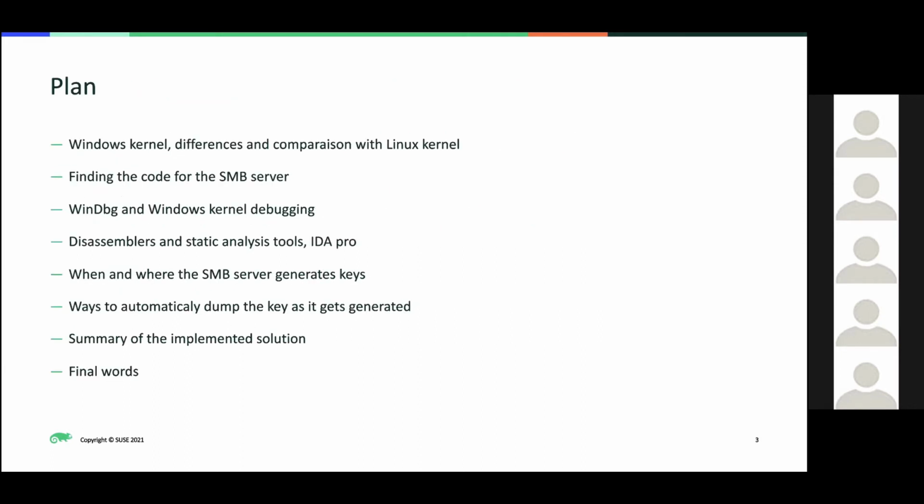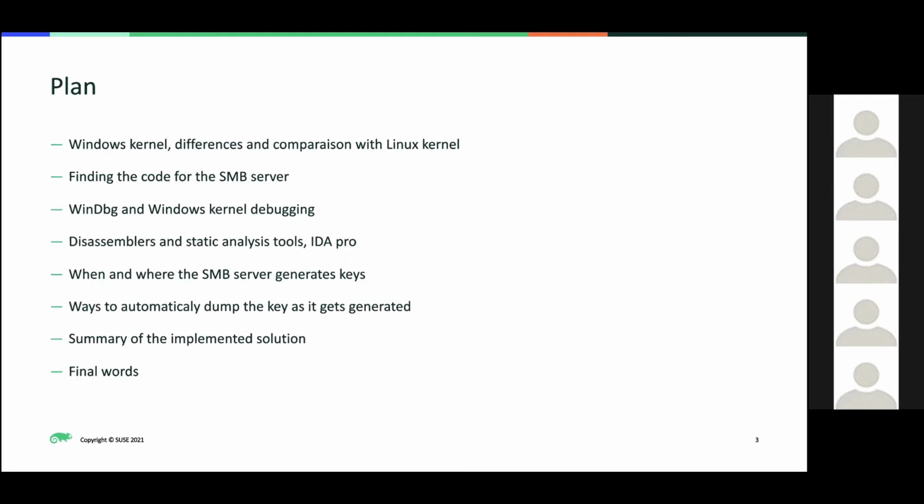So the talk will very briefly cover how the Windows kernel is architected, some of the differences and similarities with the Linux kernel, which is what I usually work on. How did I find the code for the SMB server within Windows? Which modules are being used for the server. I'll talk a bit about WinDbg, which is the official Microsoft-developed debugger, let's say, and how to debug the Windows kernel.